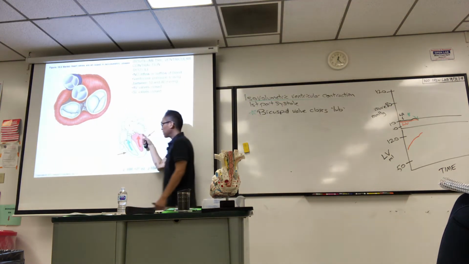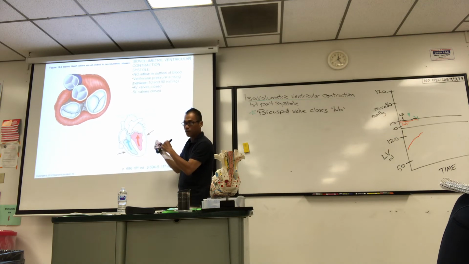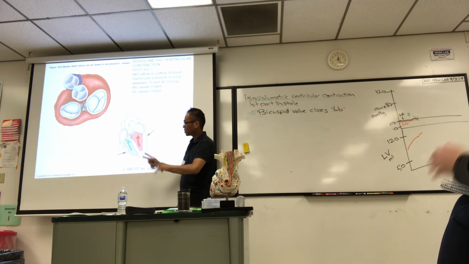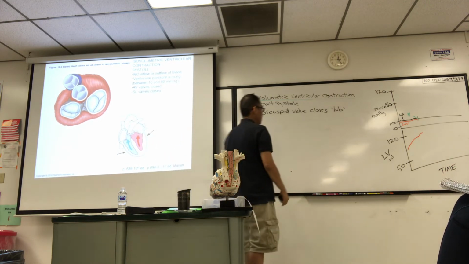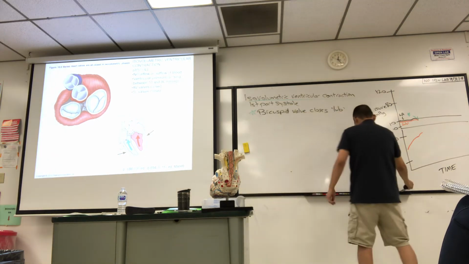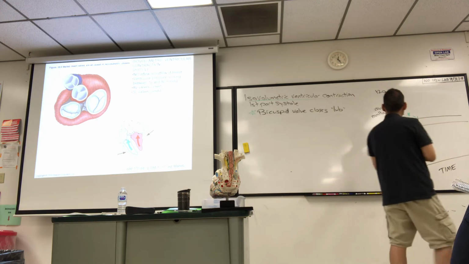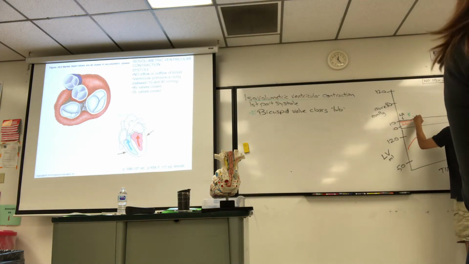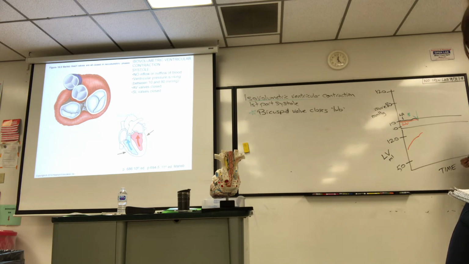Okay, and they're resisting that pressure because they have the chordae tendineae and the papillary muscle keeping them closed so you don't get the regurgitation of backwards blood flow. So pressure is rising. Keeps going. Well, how high do you have to go? It depends on the arterial pressure.